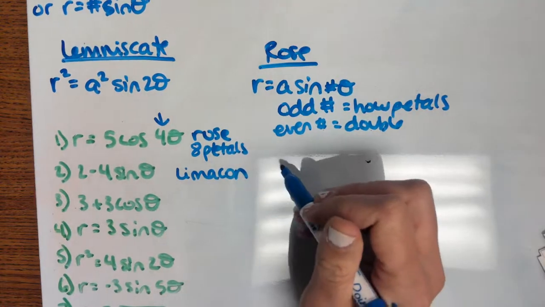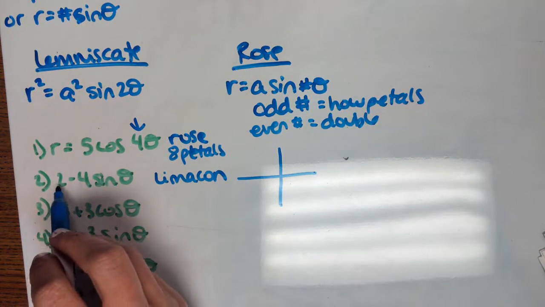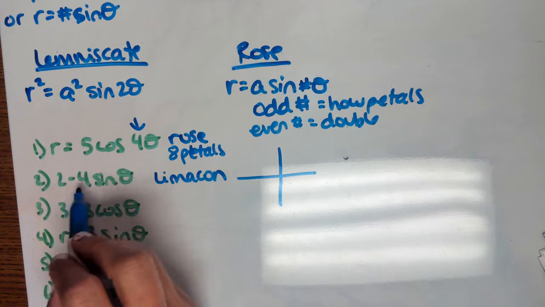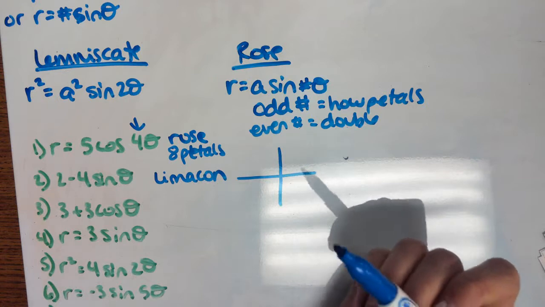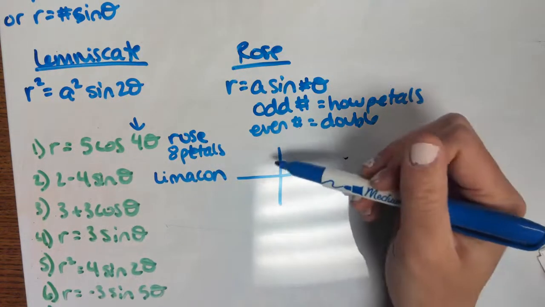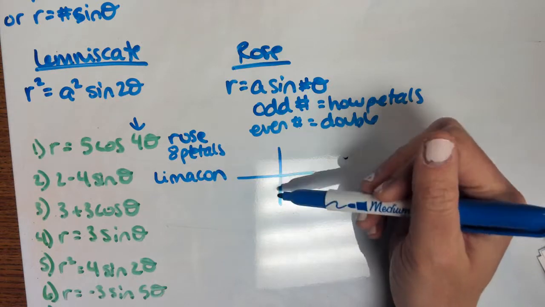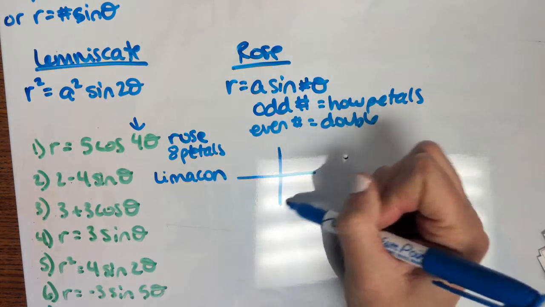If we wanted to sketch it, I'll show you a quick sketch of what it's going to look like. You always add these 2 values together, and that's how far out it's going to go. Then you find the difference between the 2, and that's how big the loop's going to be. So since it's a sine, it's going to be oriented up and down. If it was a plus, it's going to go up, and since it's a minus, it's going to go down.